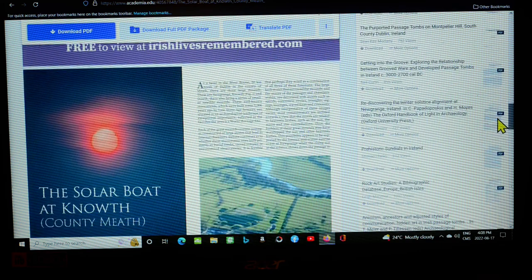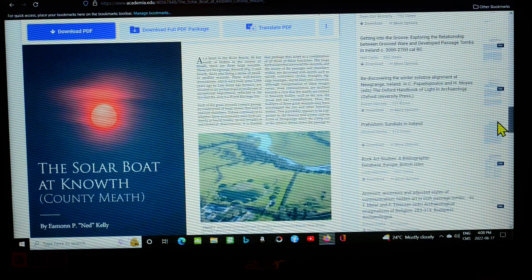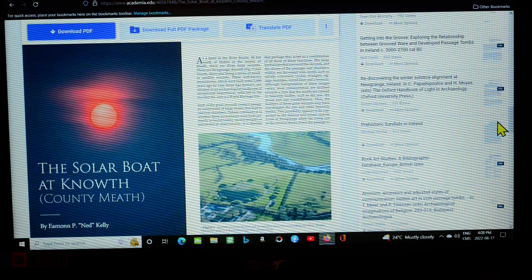Here we go. Here's the article. Okay, so let's see if I can read this. So, The Solar Boat at Knowth, County Meath, by Eamonn P. Ned Kelly. And I should perhaps briefly talk about how I became aware of this.